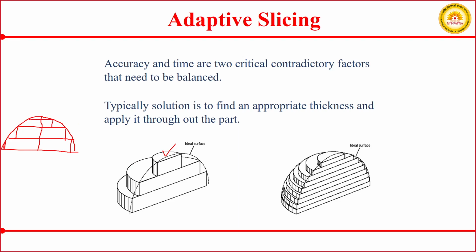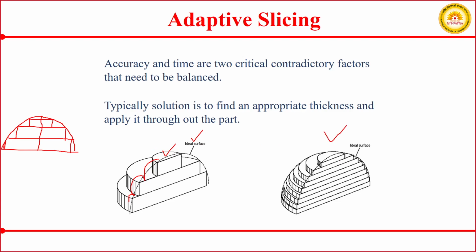If your thickness is too high, you will get a staircase effect. These surfaces would look like a stair. Obviously this staircase effect would result in inaccuracy in your printed part. If you have a larger layer thickness, your staircase effect would be very high.